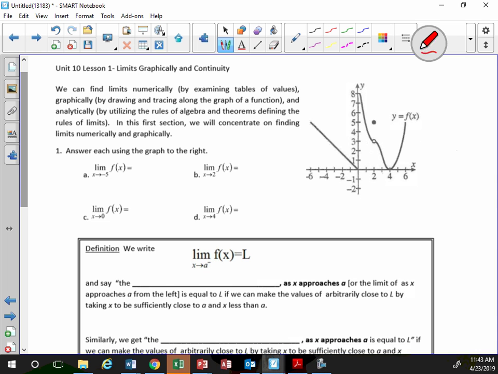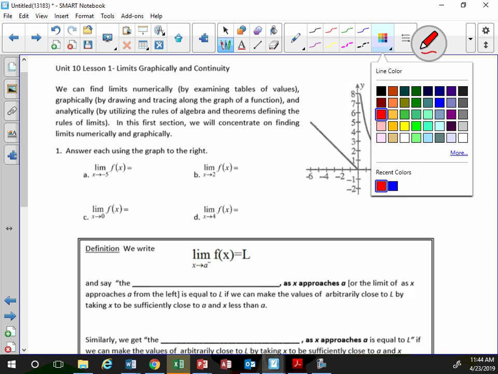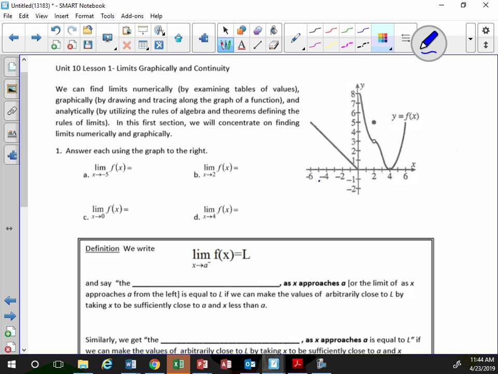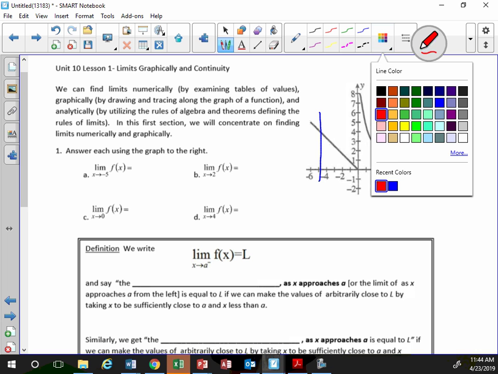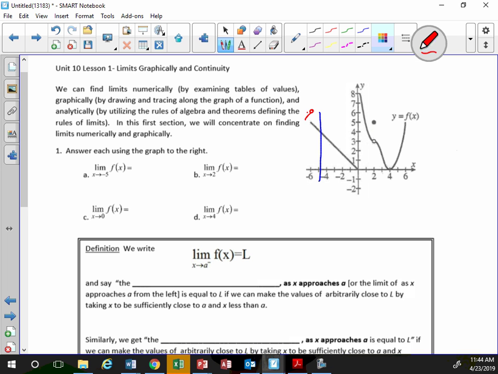So we are going to find limits by looking at a graph. That's most of today. A little bit with tables, and then eventually we will get to finding them algebraically. We're not going to do that today, though. So really we just need to practice looking at this graph and figuring out what the limit is. So let's do A together. I'm asking you the limit as x approaches -5. So I'm going to draw a wall at -5. Draw your little guys if you need to. What are they approaching? 4. That's it.